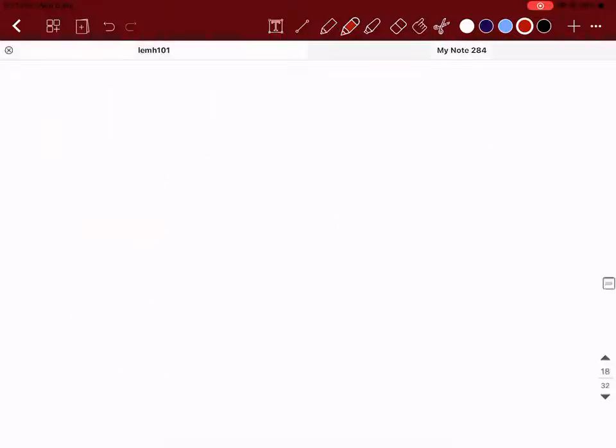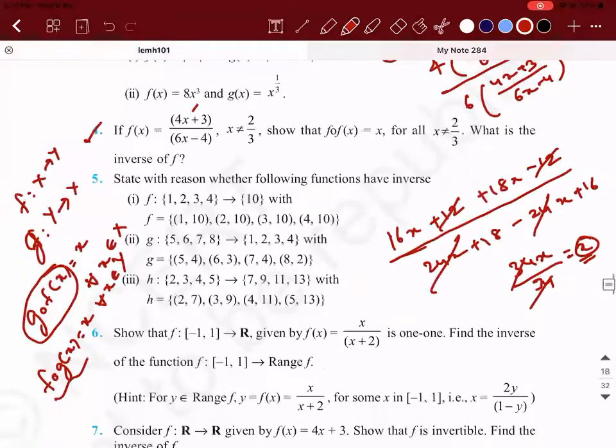Yes. So you need not do all those steps, since you can say f circle f of x is equal to x, the given function is an inverse of itself. So what will you write the inverse as? The function itself. That's it.